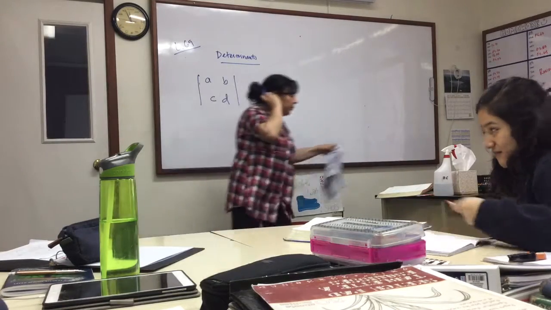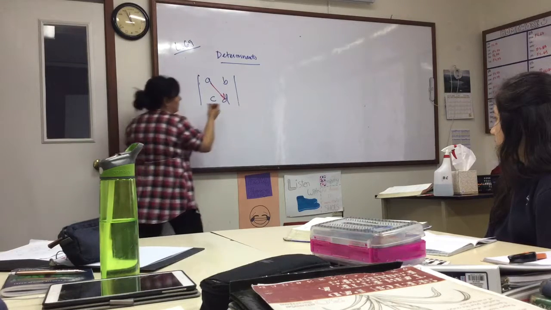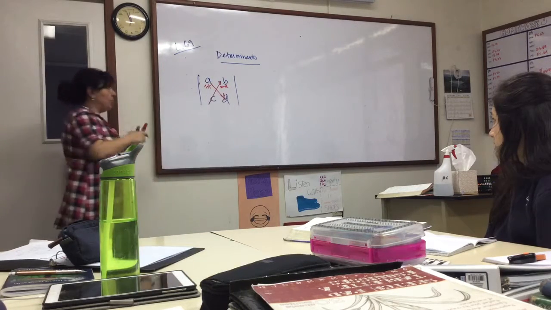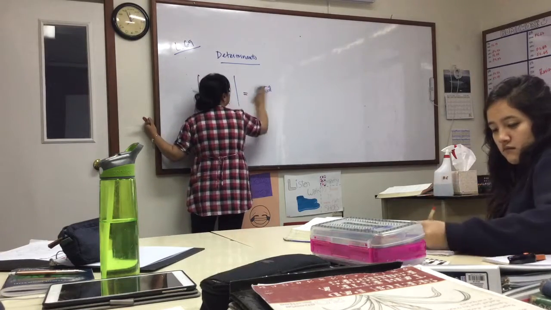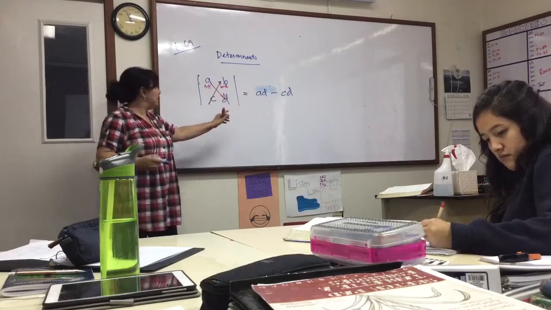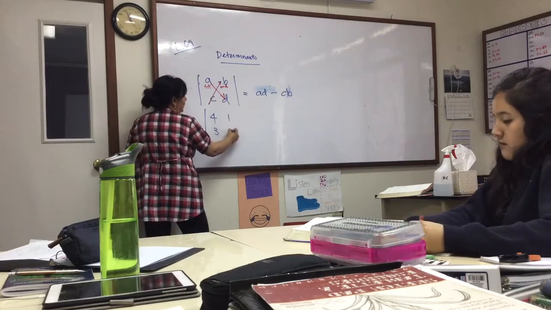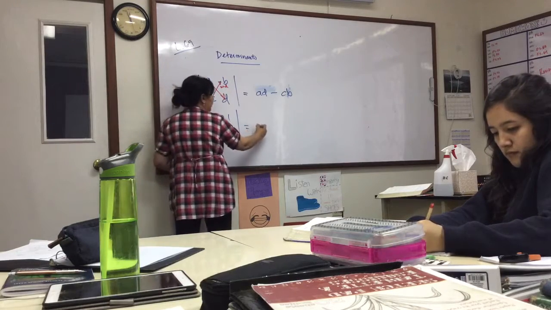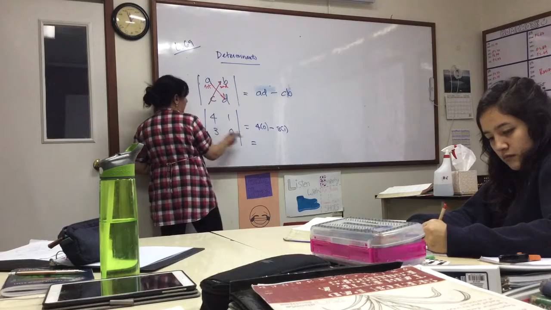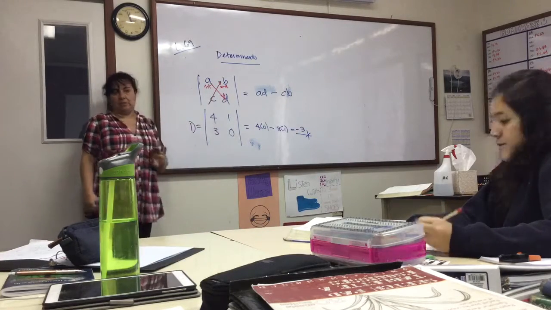Okay, so the determinant is found by A and D. This one goes down first, and this one comes up second. So the determinant of this is A times D, AD, minus CB. That is the determinant. So if you have 4, 3, 1, 0, this will be first 4 times 0 minus 3 times 1. The determinant for this one will be minus 3. It's the number associated with this matrix in particular.